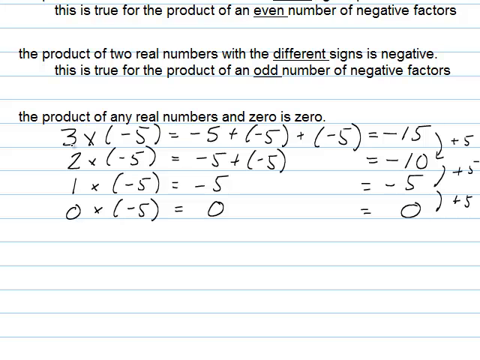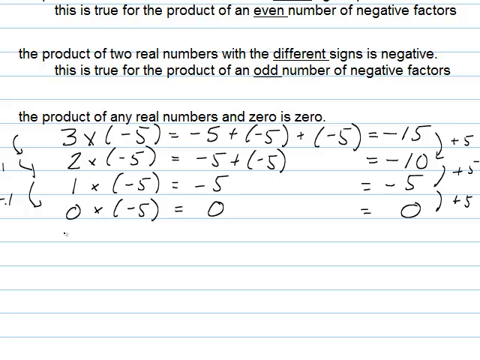Okay, so let's continue this pattern. In this case, we're subtracting 1, right? Minus 1, and then minus 1. 3 minus 1 is 2. 2 minus 1 is 1. 1 minus 1 is 0.